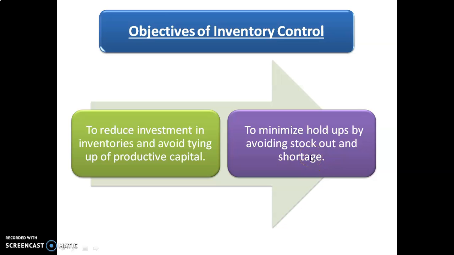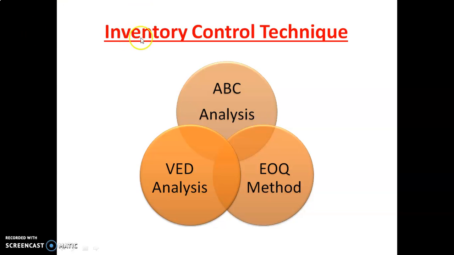It also means to minimize theft, to obtain regular information about the availability of the product, to maintain control over the maintenance of stock, and to maintain proper utilization of the funds available. These are the objectives of inventory control. Inventory control has three techniques. First technique is ABC analysis, second is weight analysis, and third is the EOQ method.